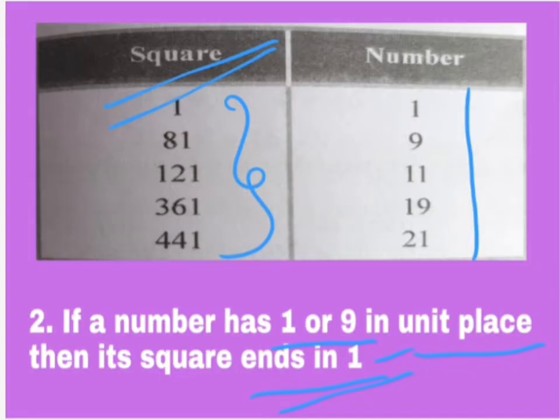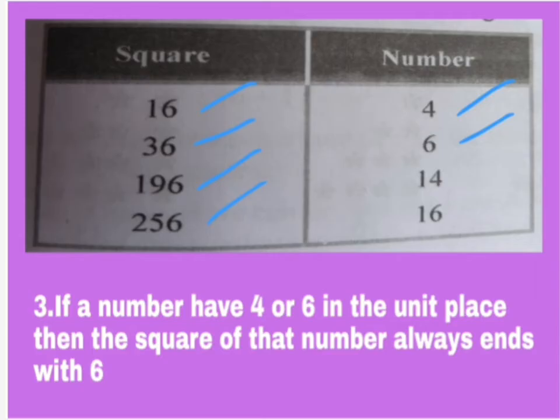Second property is if a number has 1 or 9 in the unit place, then its square will end with 1. That is the second property. Third property is if the number has 4 or 6 in the unit place, when it is squared, the number always ends with 6. That is the third property of the square number.